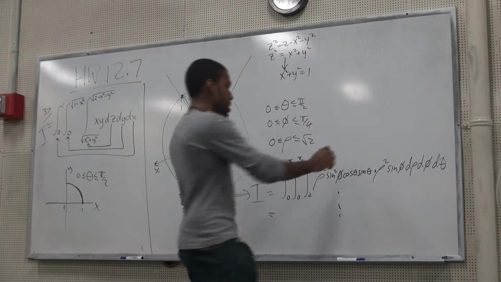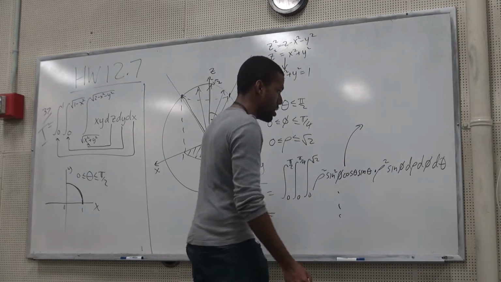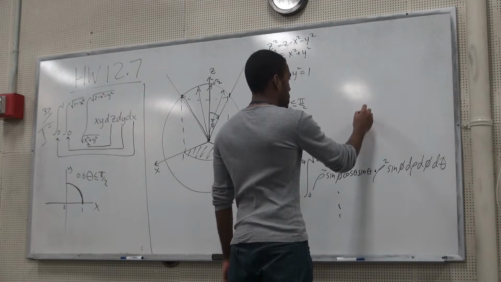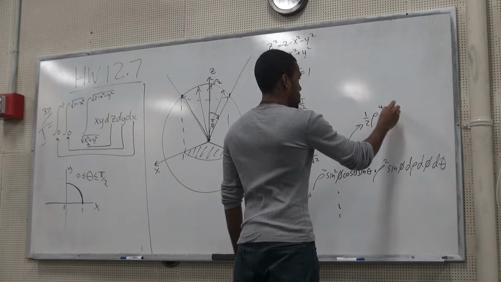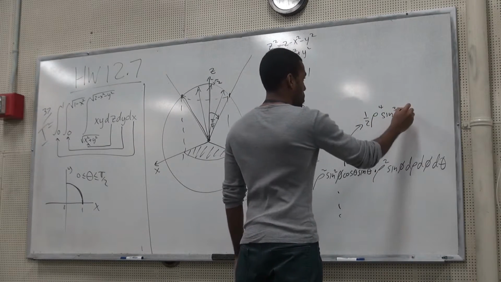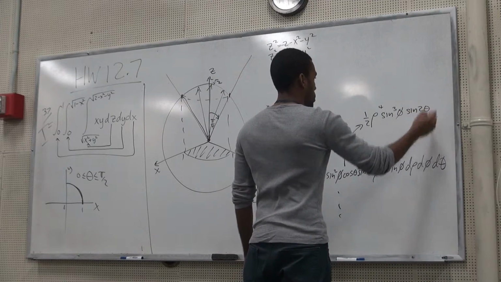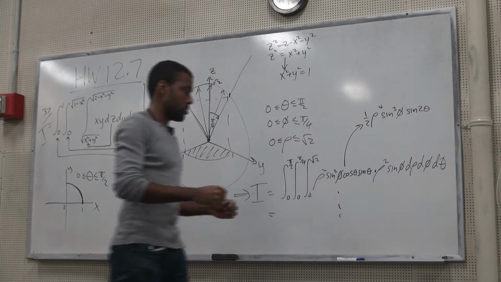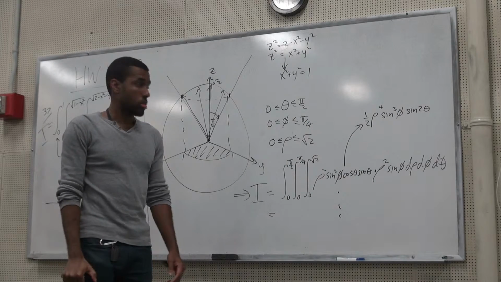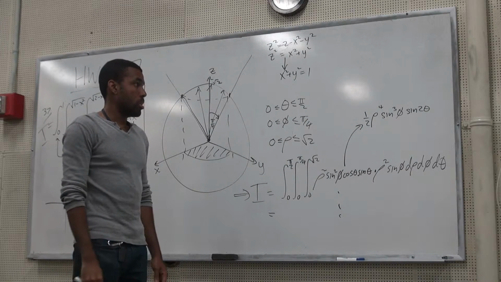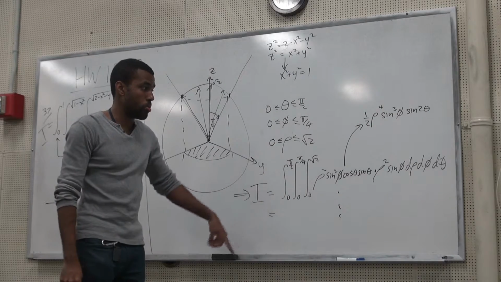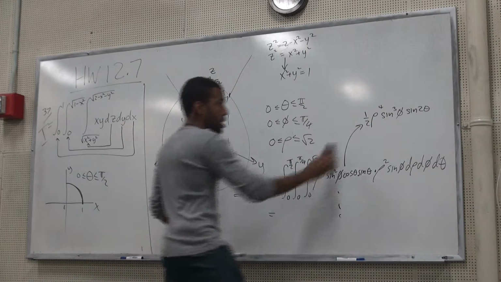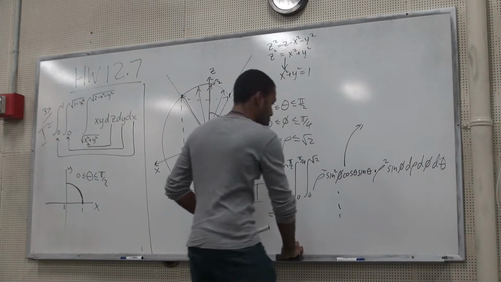So if I were evaluating this, I would have written it as something like 1/2 rho to the 4th sine cubed phi sine 2 theta. And can you completely just separate each one since none of them are related? I could. Because in my limits none of the variables show up, and I could have thought of this as, yes, I can separate each one.